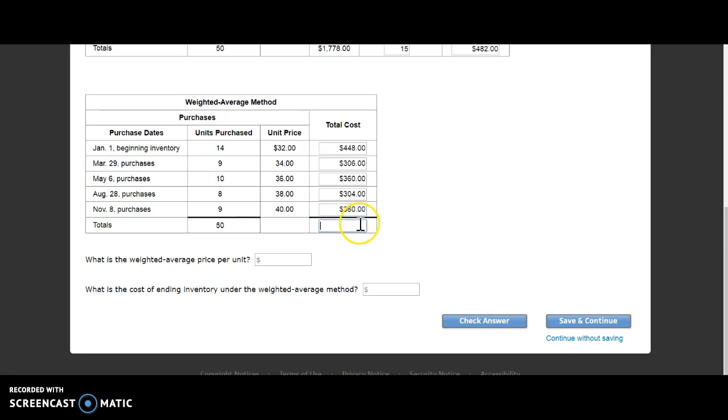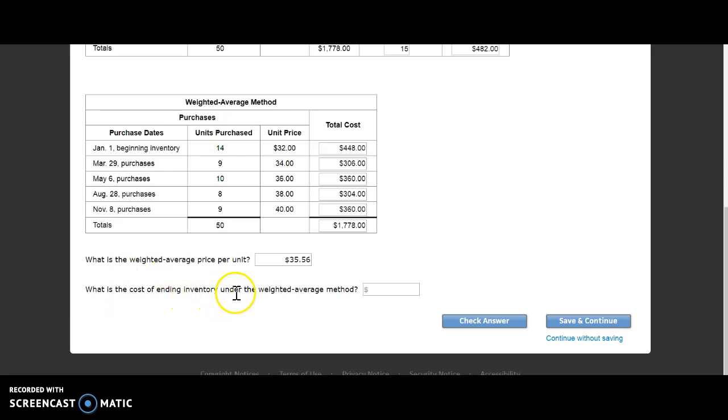Okay, I'm going to add up the total cost then. So 448 plus 306 plus 360 plus 304 plus 360. I should get $1,778. I'm going to take that total cost divided by my total units. So 1,778 divided by 50 units. That gives me a weighted average price per unit of $35.56.